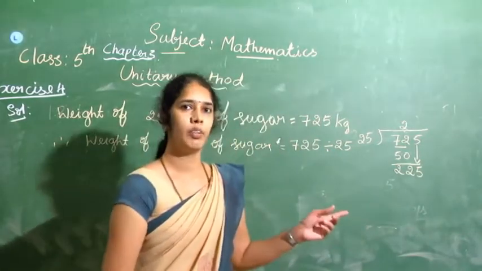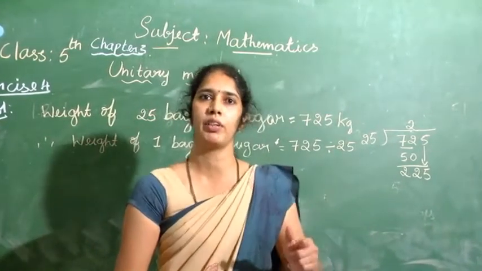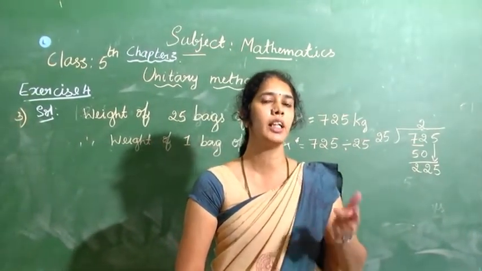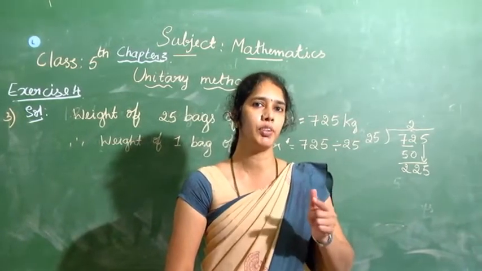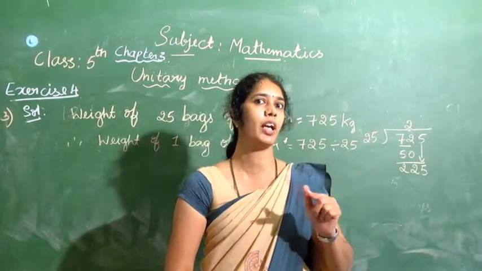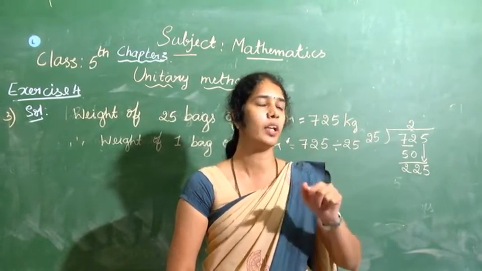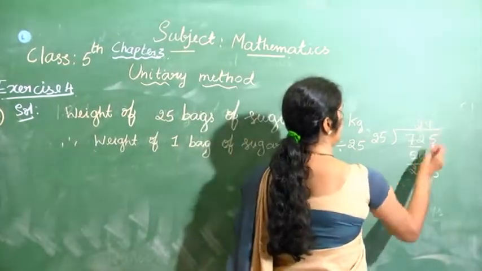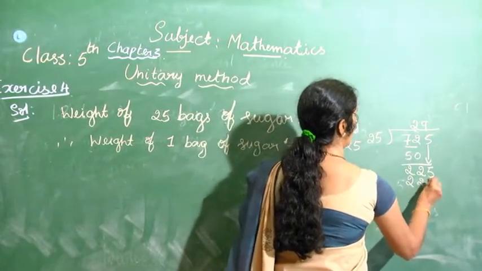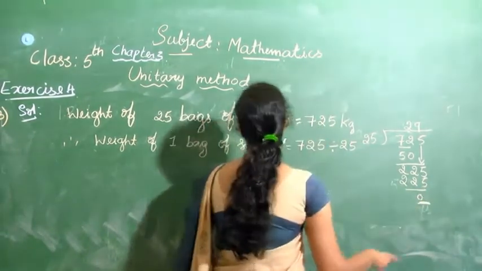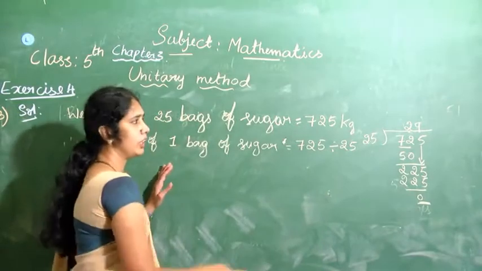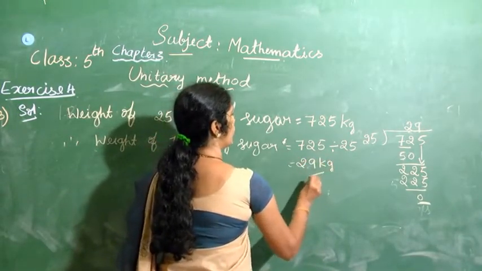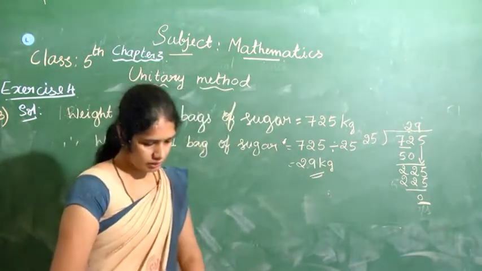See, 25 table again. 25 threes are 75, 25 fours are 100, 25 fives are 125, 25 sixes are 150, 25 sevens are 175, 25 eights are 200, 25 nines are 225. So, what is the weight of one bag of sugar? That is 29 kg.